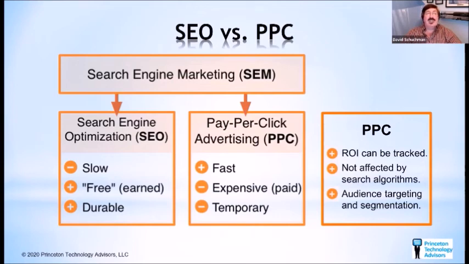Of course, you can change the ad and hone it as much as you need. And of course, it's temporary. As soon as you turn off the ad, it is no longer relevant in the search. So what's nice about pay-per-click is the return on investment can be tracked, because you can see how many clicks came to you, how long they were on your website, things like that. It's not affected by the search algorithms. So if Google ever changed the search algorithms on the organic search, pay-per-click will pop right up. And you can very well target your audience and get to them quickly. So those are some of the differences between pay-per-click and SEO.